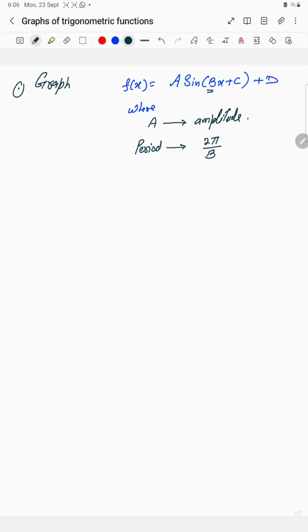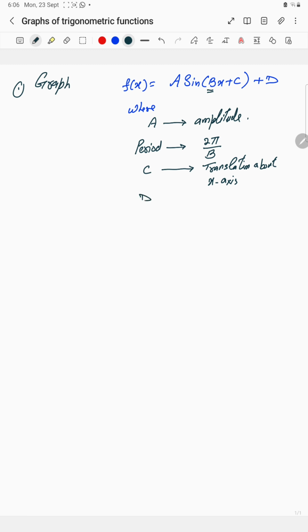Okay, so c represents the translation vector, again translation about the x-axis. If it is positive, the figure will move towards the left side, and if it is negative, you know already we have done this in the functions video, how the translation takes place. All three cases of transformation we have discussed in the previous video.